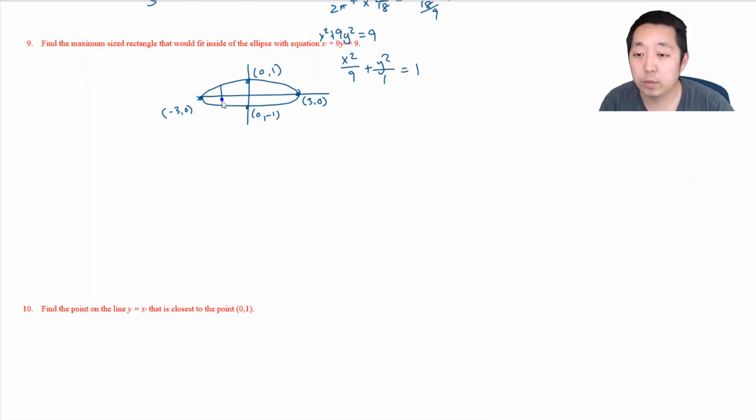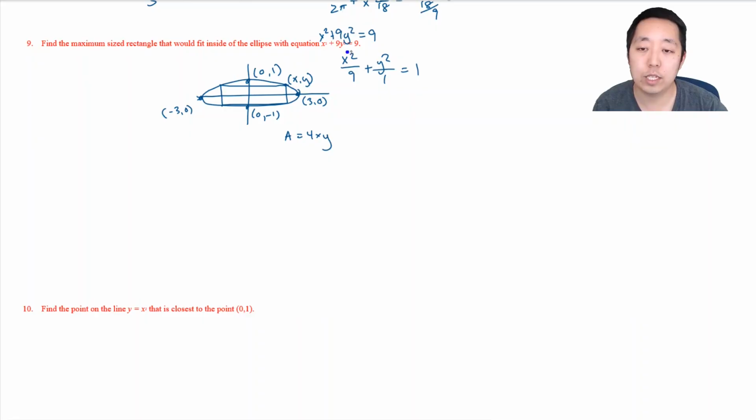And then I'm trying to find a rectangle that will fit in here. You don't actually need the picture of this ellipse, it's just useful to have. Basically it's going to be similar to the way we did the circle, except the equation is going to be slightly different when we solve this. So if I pick an arbitrary point (x, y), the area is 2y times 2x. The area is 4xy.